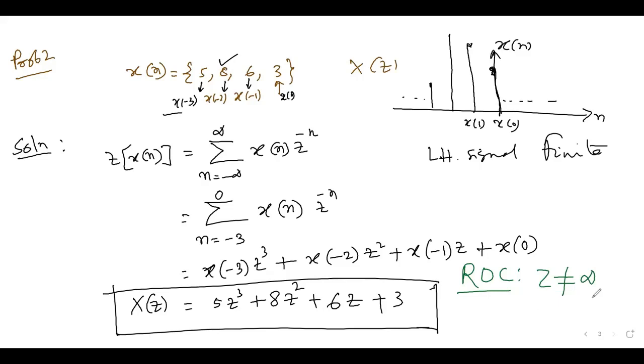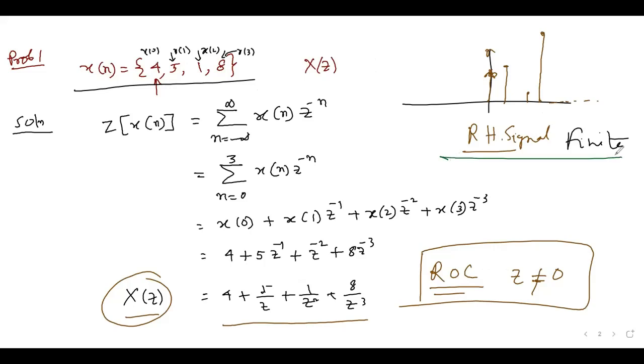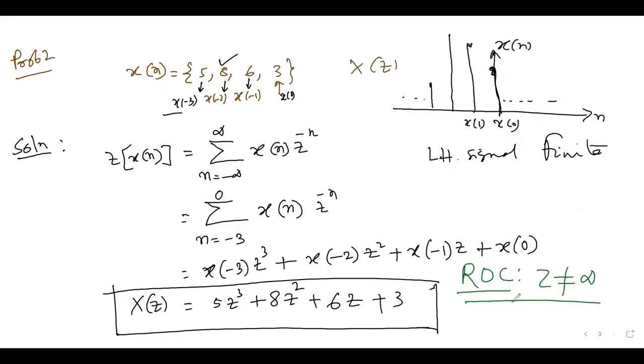So that means when we have a left hand side signal of finite duration, the region of convergence is all points of z except z equal to infinity. Here the series is stable for all values. You will get convergence. The z transform exists for all values of z except z equal to infinity. That means the ROC is z not equal to infinity.